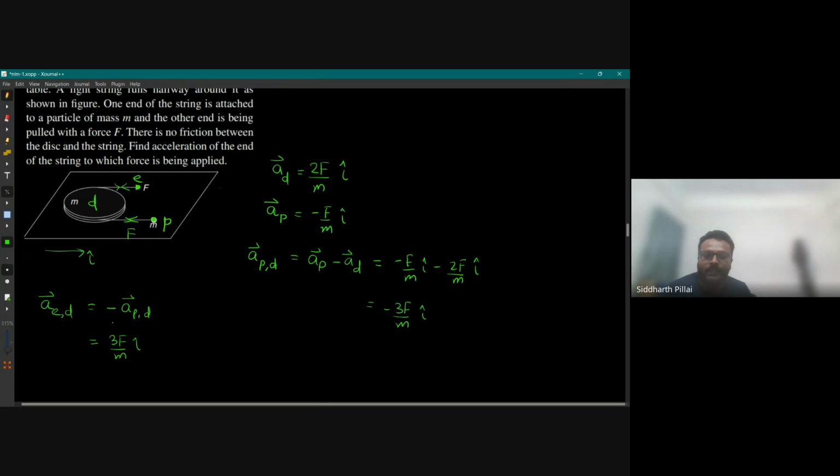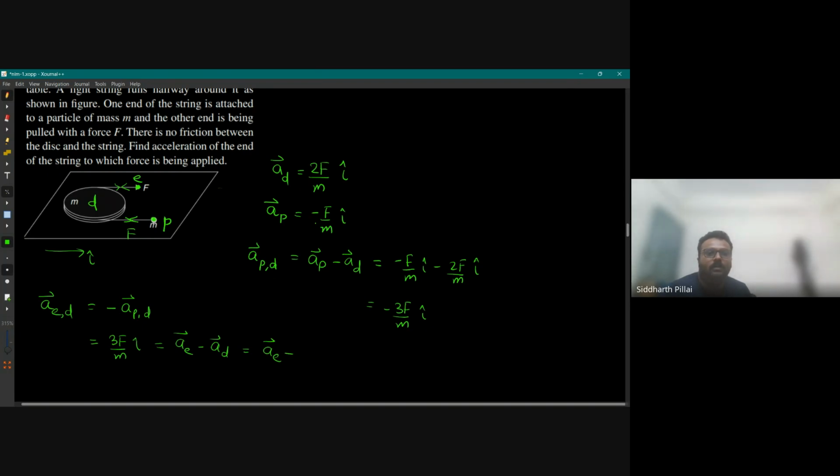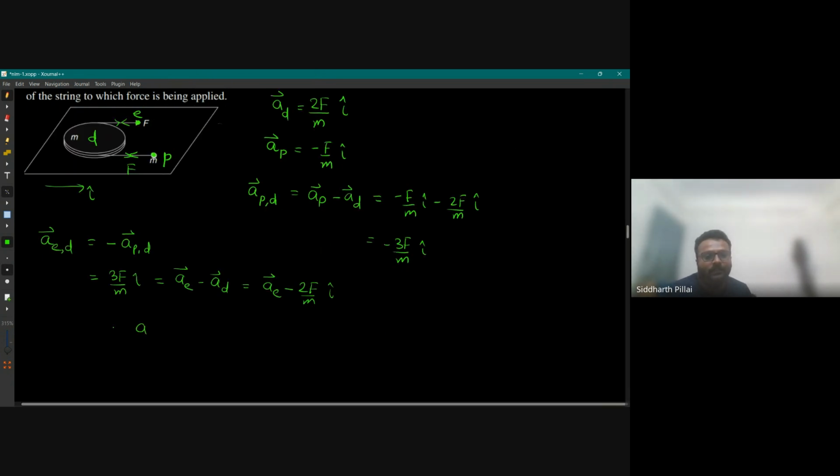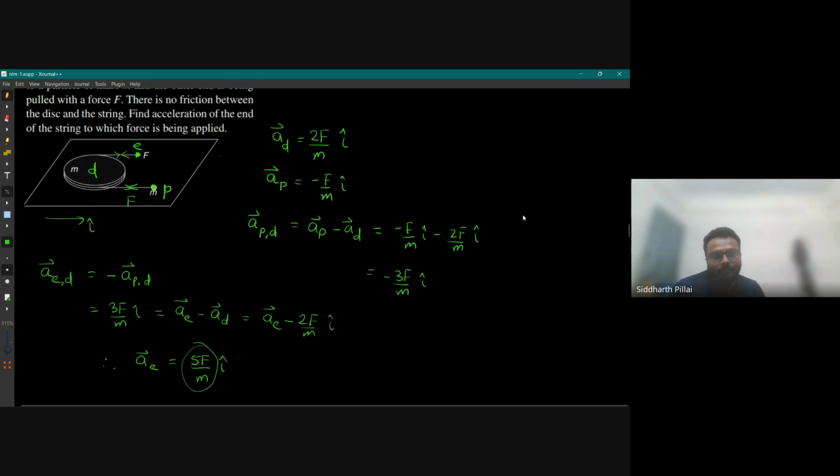But this is with respect to the disk, which I can write as AE minus AD, which is equal to AE minus 2F by M I cap. So what is the final answer? Therefore, AE is equal to, send it to the left side, you will get 3 plus 2, 5F by M I cap. The answer is 5F by M. Is it clear to everyone?